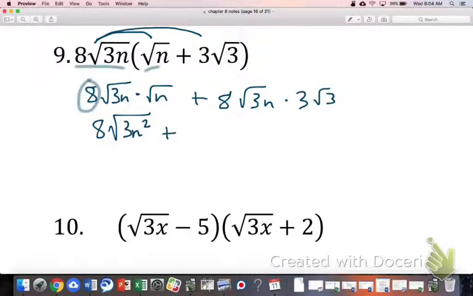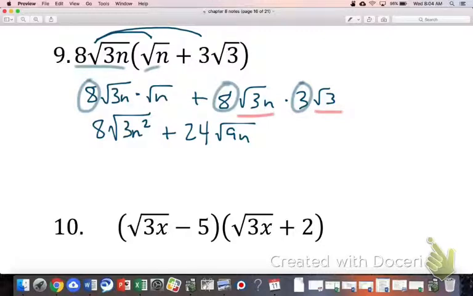Plus, now in the other term, there's a little bit more going on. So I've got an 8 and a 3. Those are both non-radicals. So 8 times 3, I can multiply those together, and I get 24. And then I also have some radicals I can multiply together. I've got root 3n and root 3. So what is 3n times 3? 9n. There we go. So it would be root 9n. I'm trying to break this down into really small steps for us, and we're almost done.